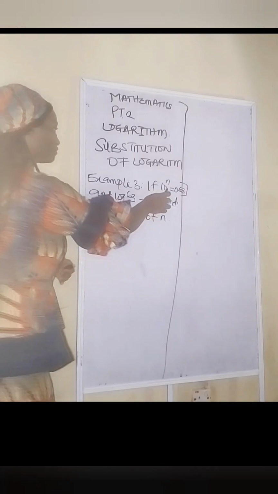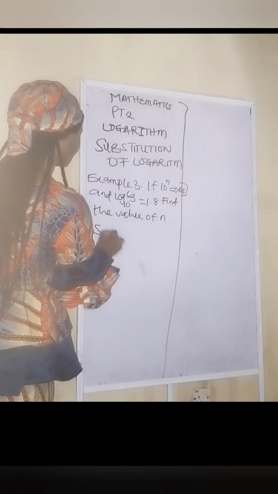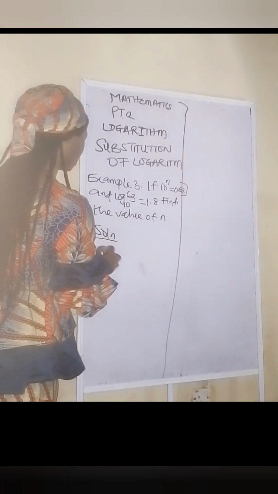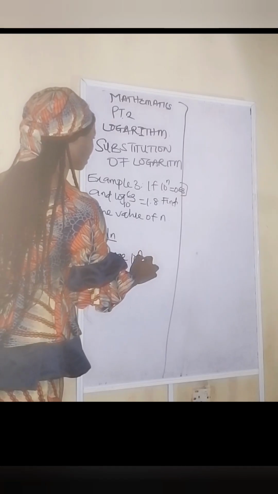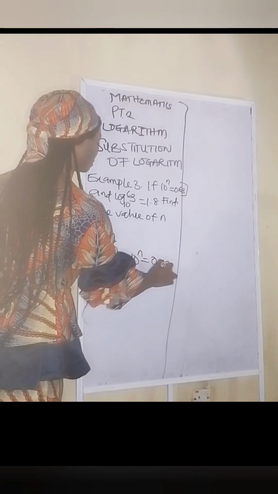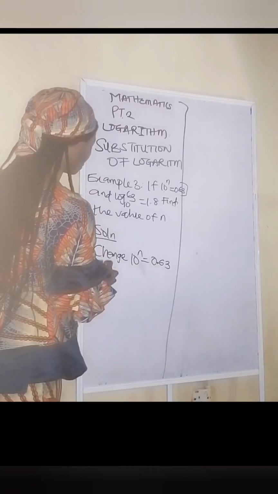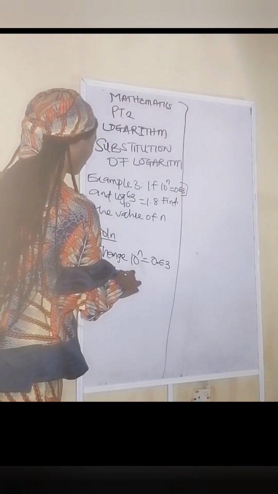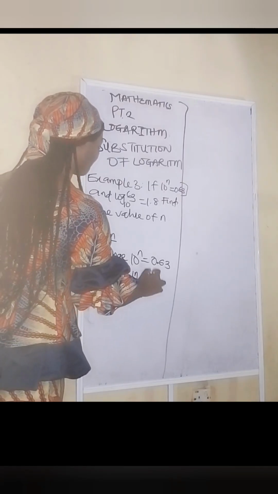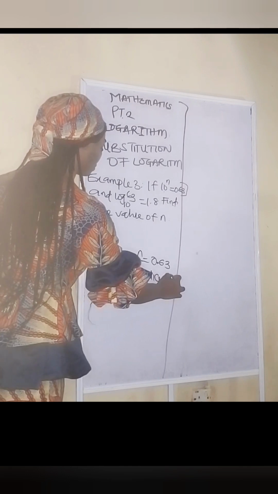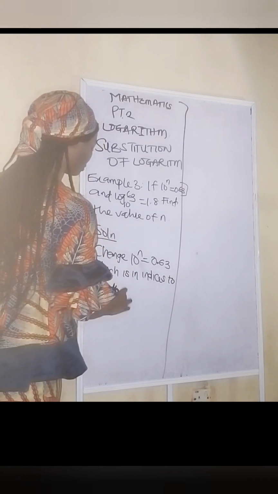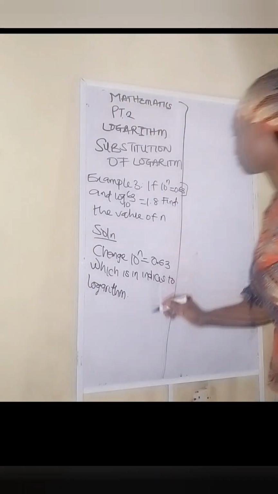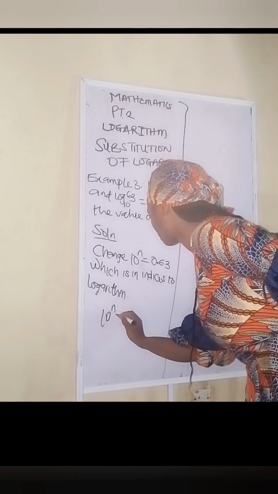First of all, this 10 raised to power n, which is in indices, we change to logarithm. So that's how I'm going to solve it. That's the first thing to do, change it to logarithm. When you're faced with something like this, ensure it's in logarithm so that it can be easy for you to solve. So this is how you go about it.